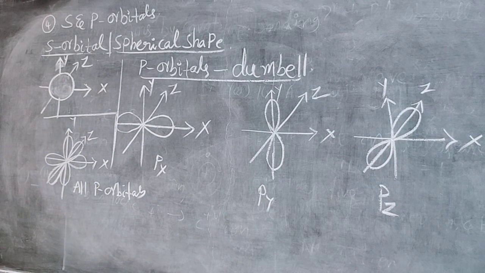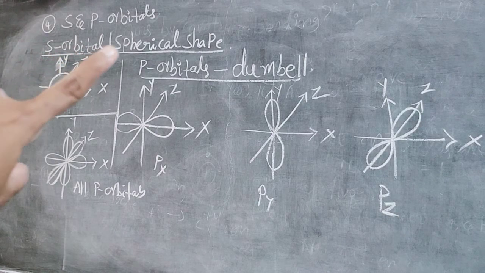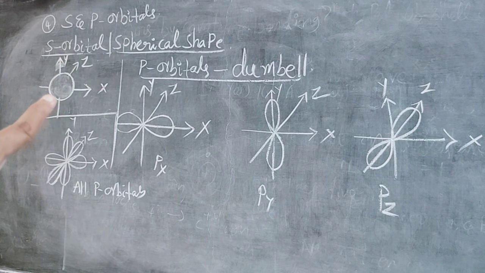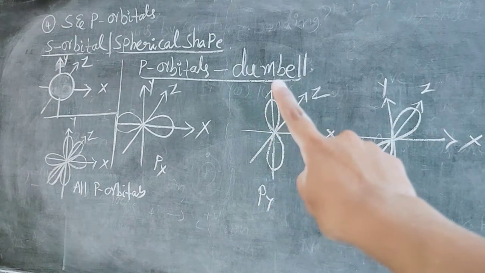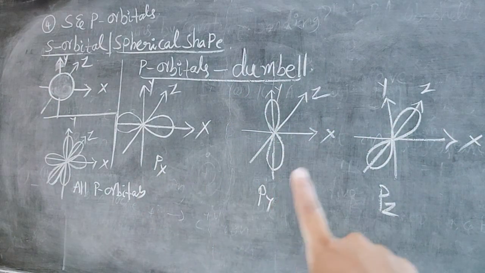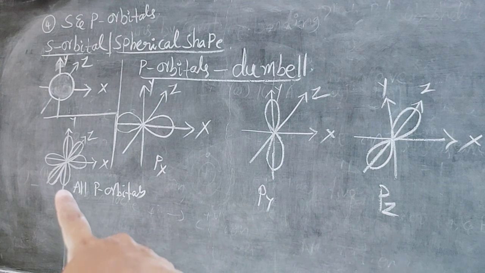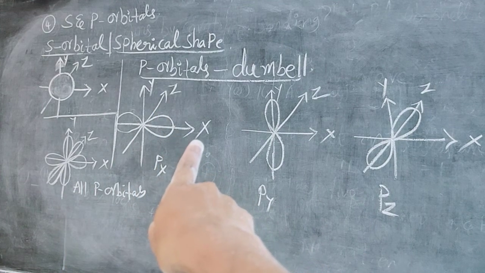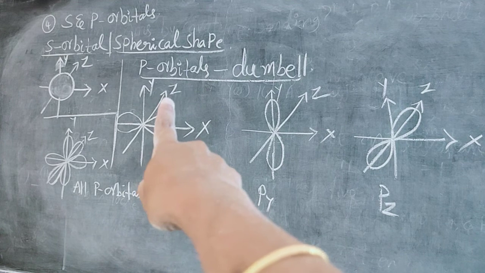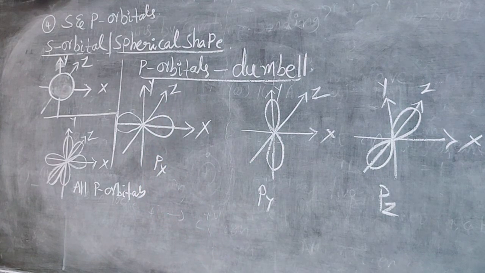These are the s orbital and p orbitals diagrams. You must note the s orbital shape, spherical shape, then the p orbital shape, dumbbell shape, then px, py, pz, then all p orbitals. You must notice the x axis, y axis, z axis, and symbols also. Without symbols you lose marks. Yes, this is the total information about the test 1 question paper.